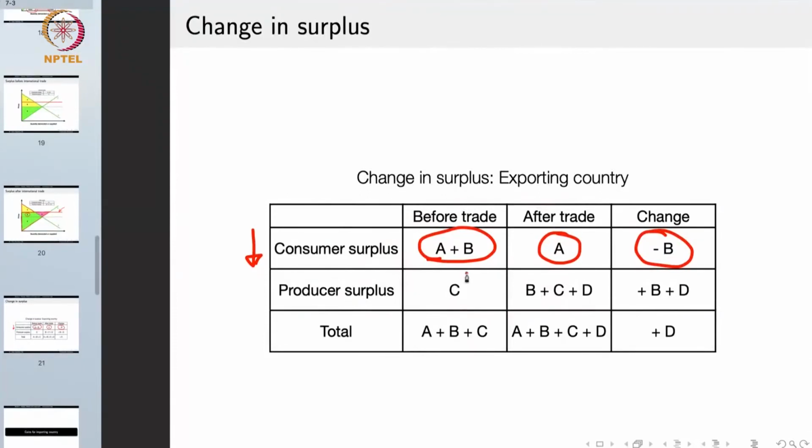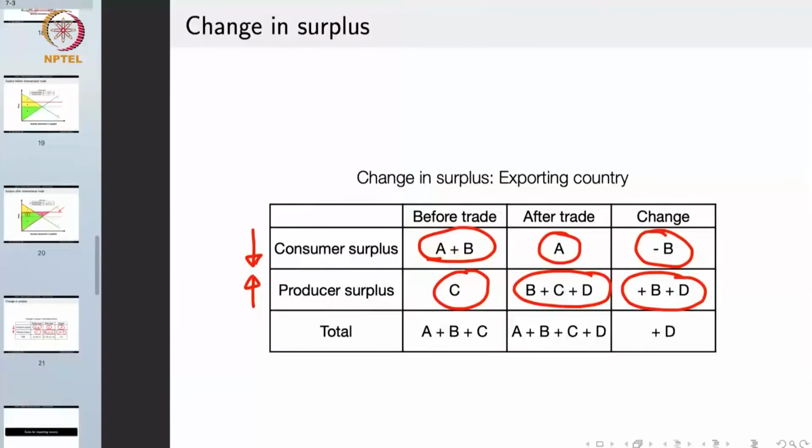The producer surplus earlier was C. The new one is B plus C plus D. So there is a net change of plus B plus D, which means that the producer surplus is increasing. Now, the producer surplus, as we have seen before, is the difference between the price that the producer will get and their cost of manufacturing, the cost of producing that particular good. Now, the cost of manufacturing will not change because of the international trade, but the price that the producers get will increase. With the increase in price, their total profits will increase, which means that their surplus will increase. And the increase in the surplus is given by plus B plus D. So there is an increase.